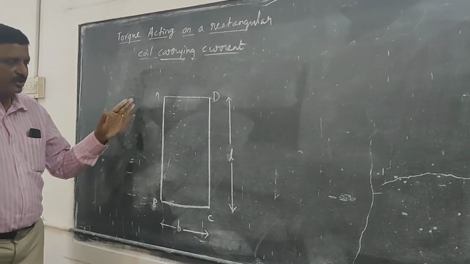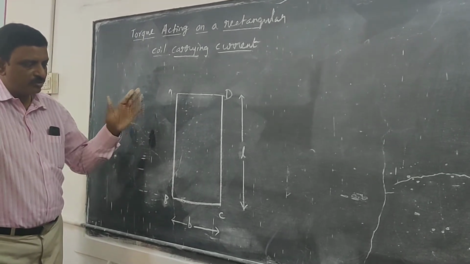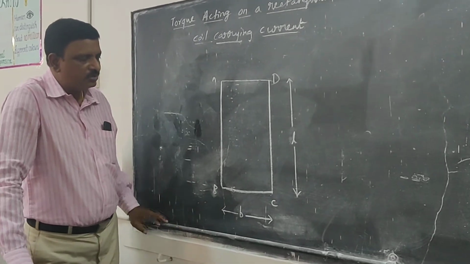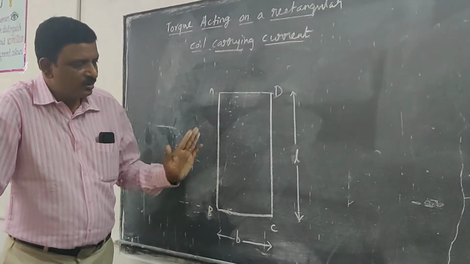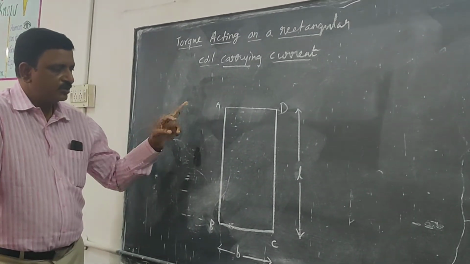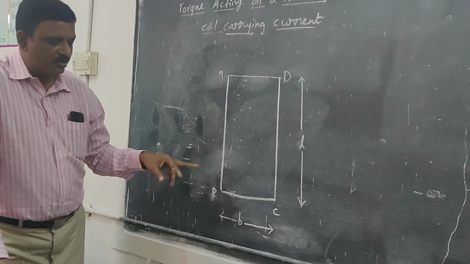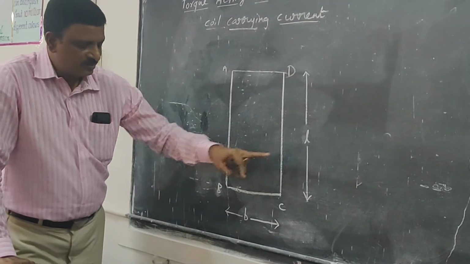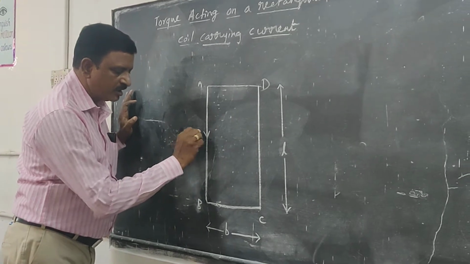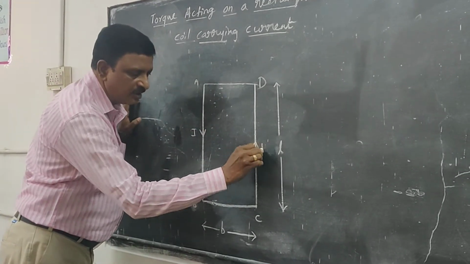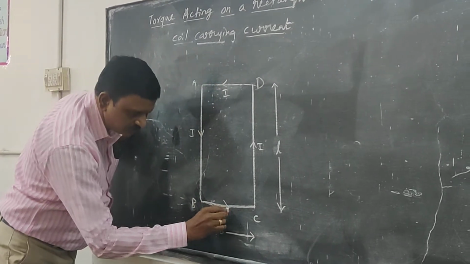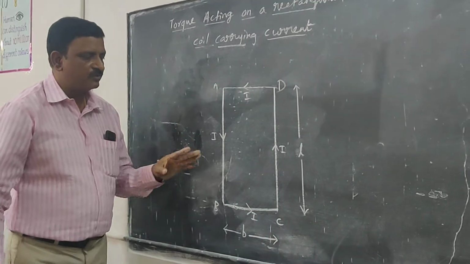In physics, diagrams carry specific marks, so draw the diagrams neatly, which makes the derivation part easy to understand. So ABCD is a rectangular coil of length l and breadth b carrying a current of I ampere. This is the direction of flow of current.